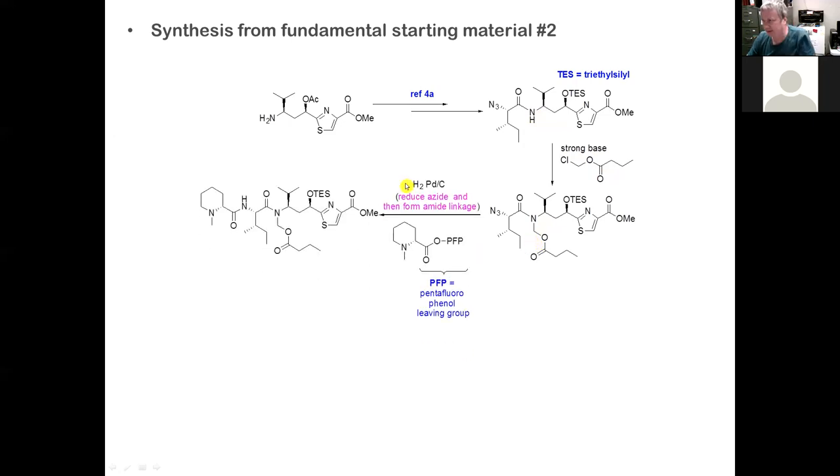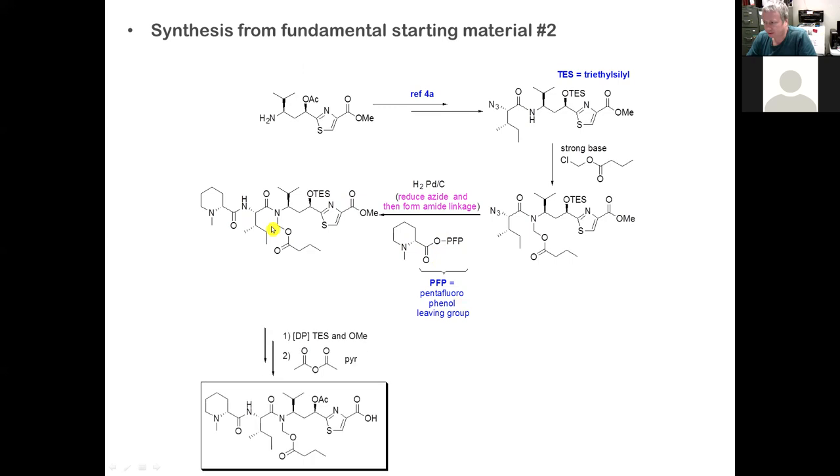Then they do H2 palladium, which does a couple things. They do H2 palladium, and they also have this other thing in the mixture, so they do two things at once. This is the funny amino acid with the PFP group. It's a pentafluorophenol that we showed. It's a leaving group, right? So the H2 palladium reduces the azide, and then the resulting amine attacks the carbon, kicks off the PFP group, and then they got this stuff, okay?